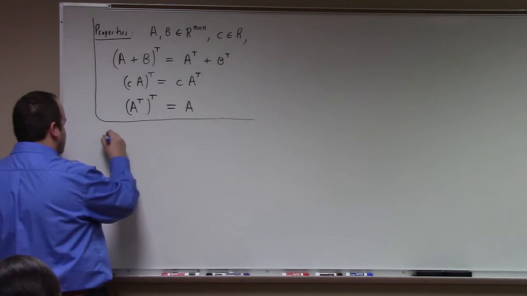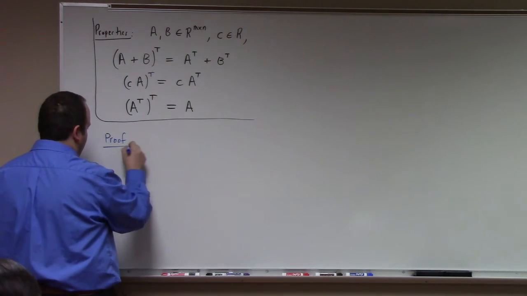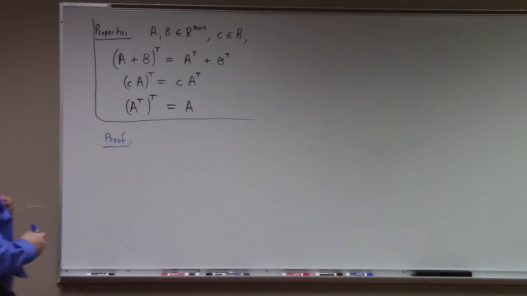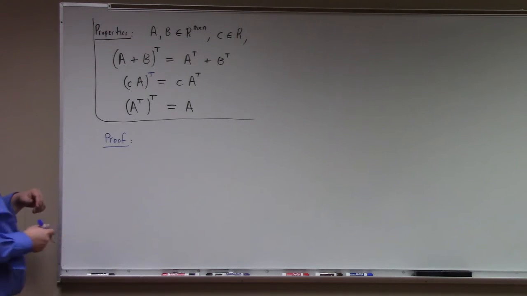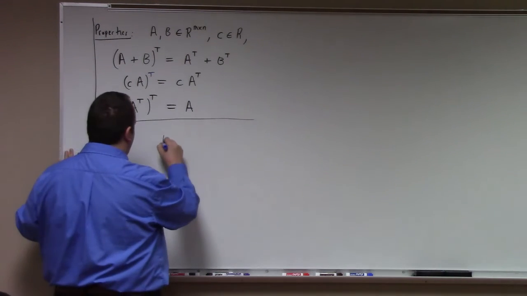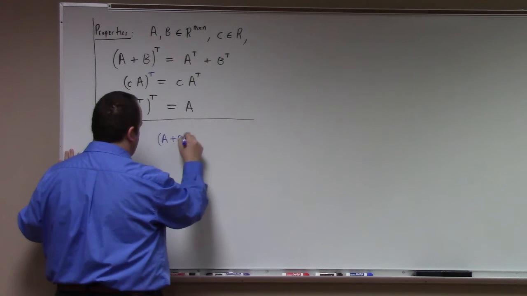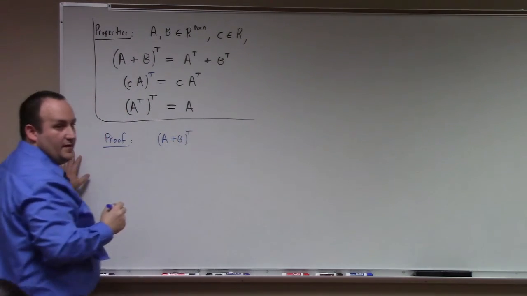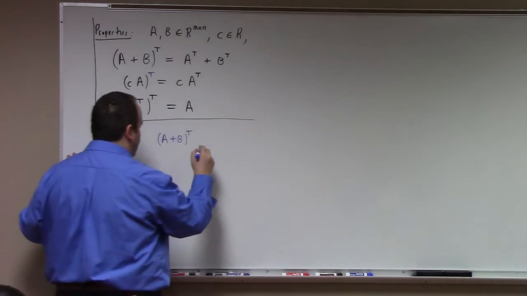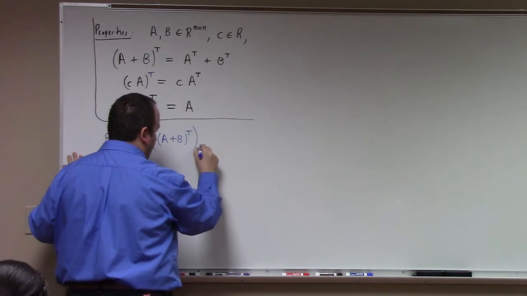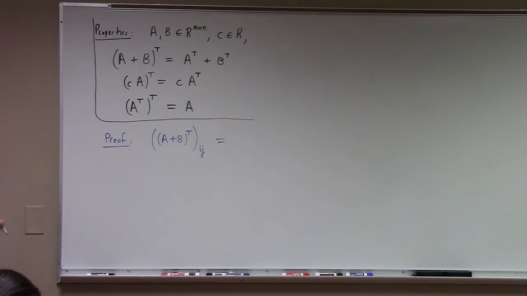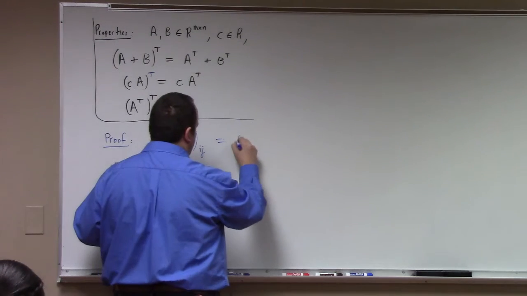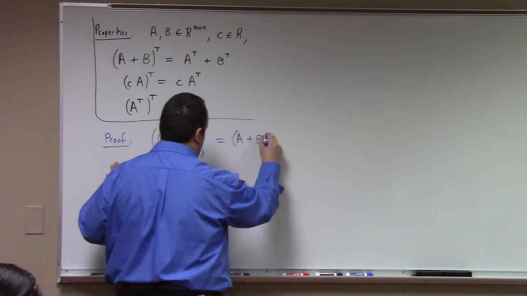So, proof. All right, I'm sorry. I'll try to focus on the math in here. I'm, as you know, easily distracted at times. Let's prove the first one. A plus B transpose. Now, I would like to look at the ijth element of that, with another parenthesis around it. By definition, that is (A plus B) ji.